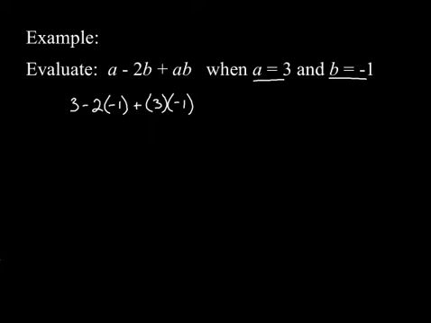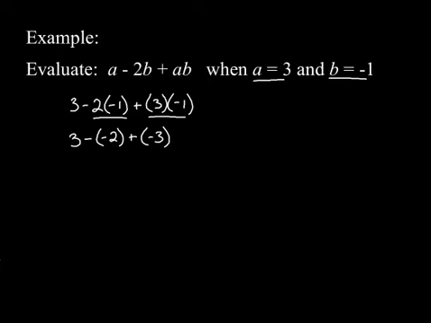So once we have that written out, we simply follow our order of operations. And the only thing going on here is we have addition, subtraction, and multiplication. So we're going to do multiplication first from left to right. We'll do those two first. So we still have 3 minus -2 plus -3.